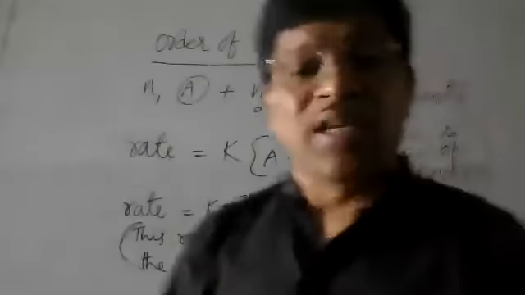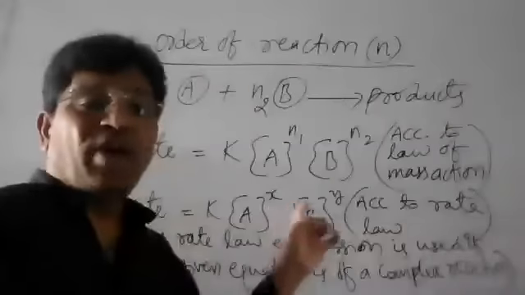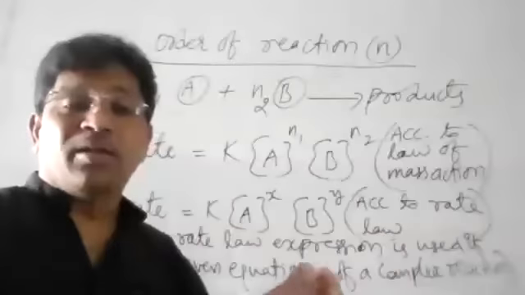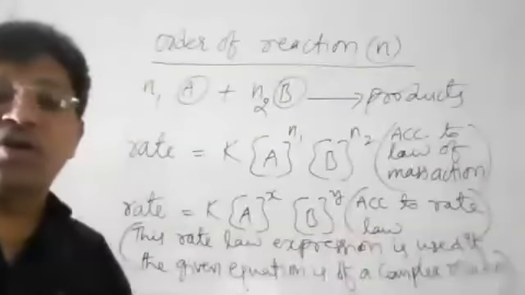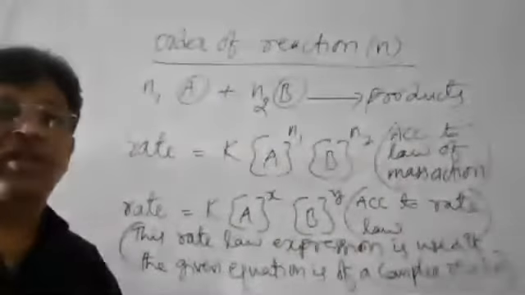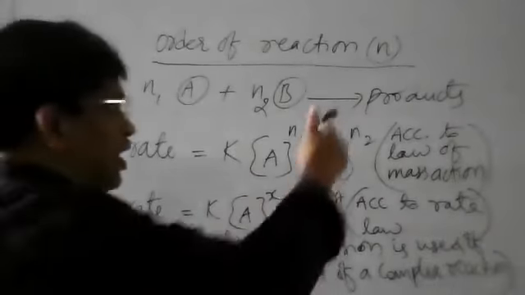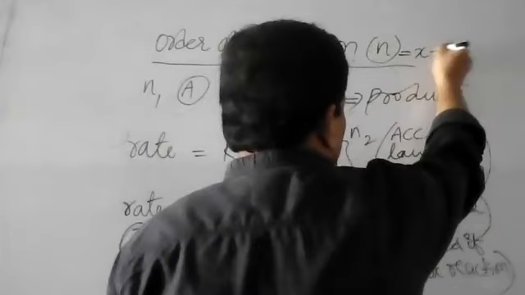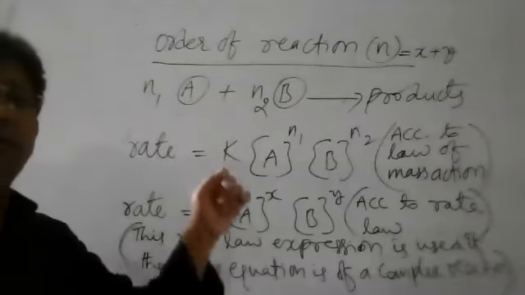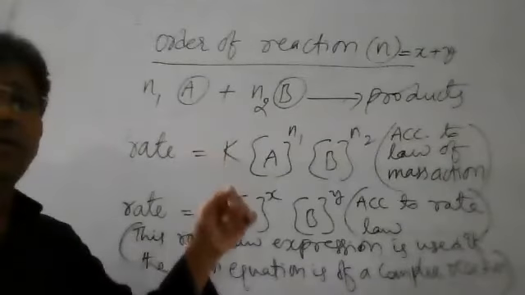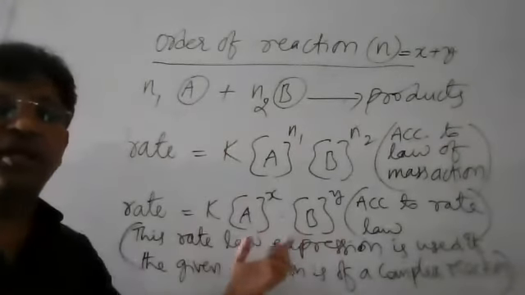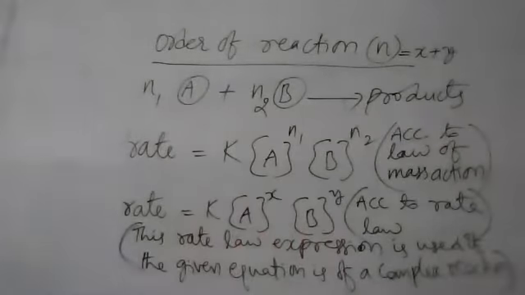What is the order of reaction here? The x plus y values. The x value plus y value of the given rate law expression is called what? Order of reaction. So what is the order of reaction in this case? x value plus y value. What are x and y here? x and y are the powers of concentration terms of the rate law expression.